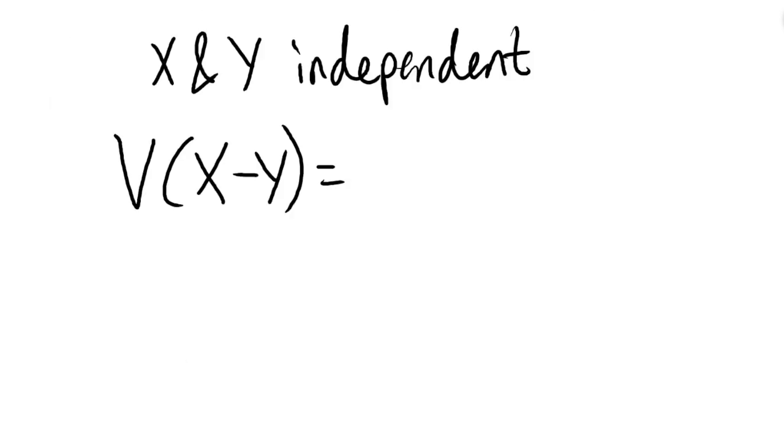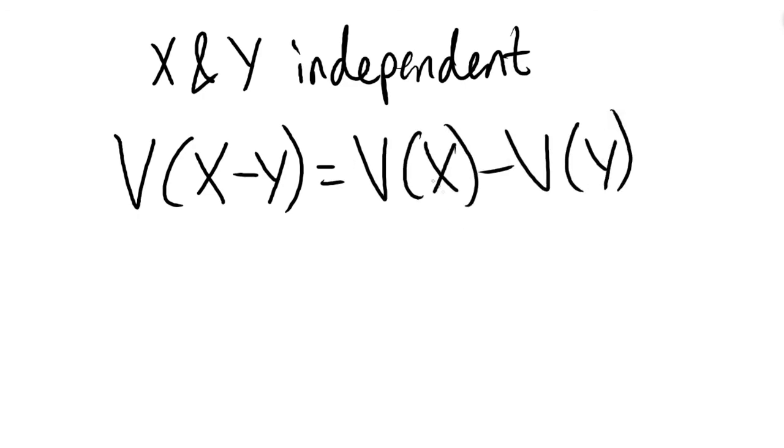But I want to look at one special little case. Let's say we have this situation, where x and y are independent, and we want to know the variance of x minus y. What many people often do when they are not used to calculating with variance is that they will just take variance of x minus variance of y, which is wrong. That is not the right way.